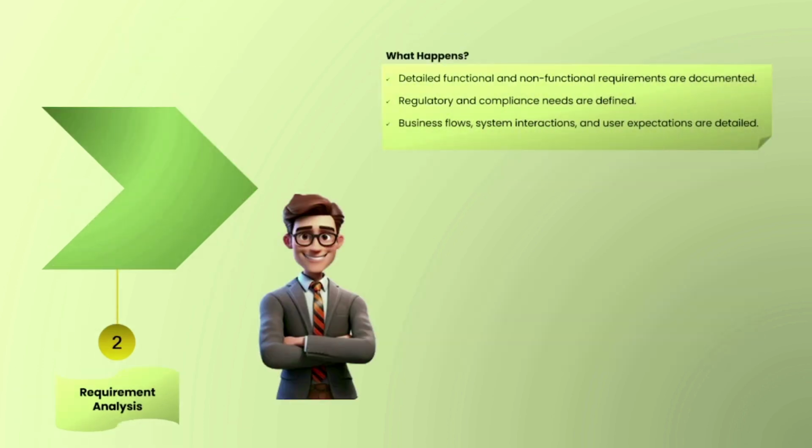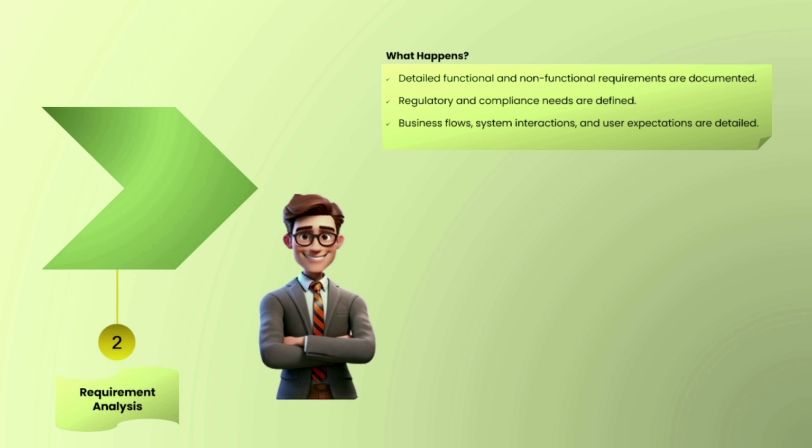In requirement analysis, detailed functional and non-functional requirements are documented. I know that you might again be confused with the new words functional and non-functional. We will see it shortly. Regulatory and compliance needs are defined, meaning what are the government rules and all these things are defined here. Business flow, system interaction and user expectation are also written in a detailed way.